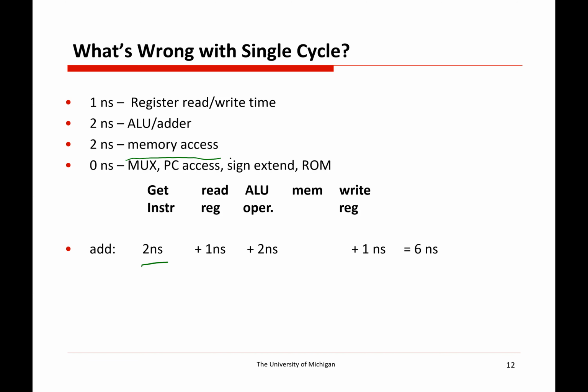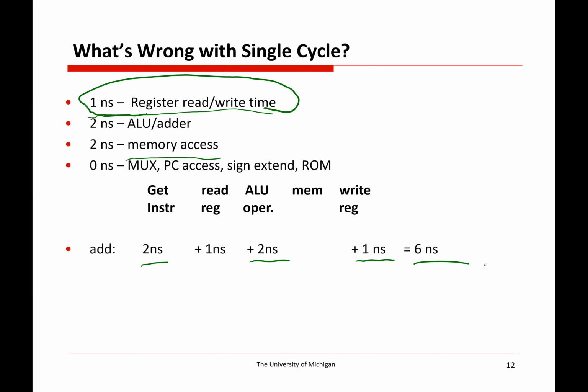So all of them will have that factor. So we have 2 nanoseconds there, 1 nanosecond to read the 2 registers. Then we add them together. That's going to take 2 nanoseconds. We don't have to do data memory for an add instruction, so that's fine. But then we have to go back and again access the register to write the result at the end. So that's going to be a total of 3, 4, 5, 6 nanoseconds.